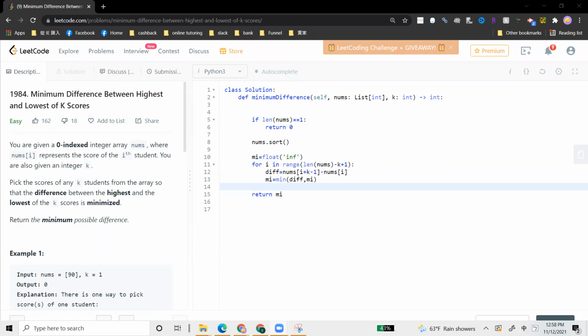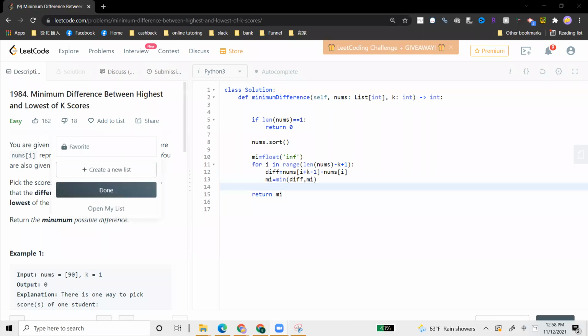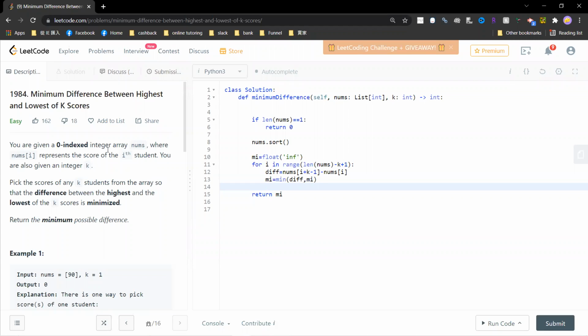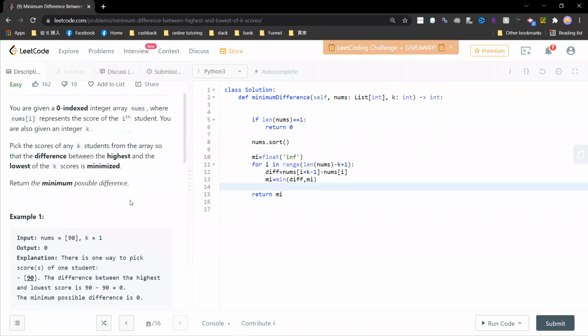Sorry, 194. Medium. Difference between highest and lowest K scores. So you're given a zero-indexed array nums where nums[i] represents the score of the ith student, and you are also given an integer K. Pick the scores of any K students from the array so that the difference between the highest and the lowest of the K scores is minimized. A little bit hard to understand.